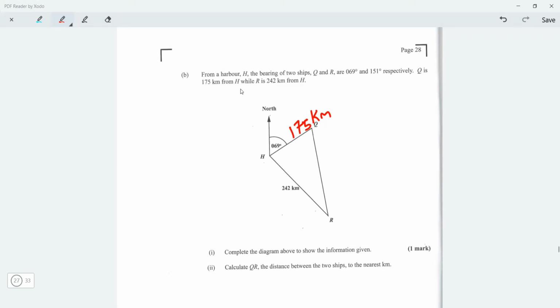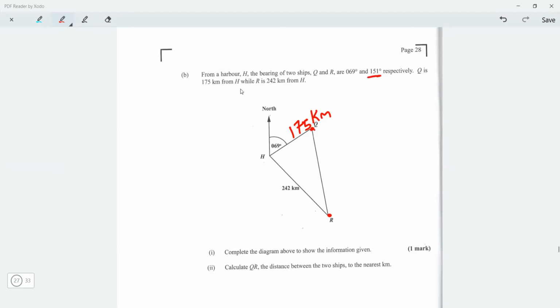Now it says calculate the distance between the two ships. The two ships are, remember, stationed at Q and R. So we need to work out the distance QR. Now, this information is key.